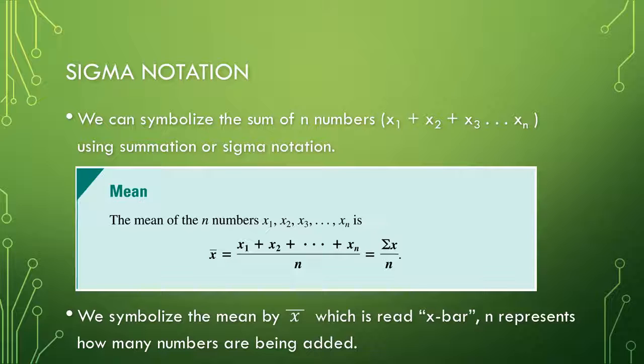The x with the line over it is the symbol for mean, and we read that x bar. And then you see where it says that it's equal to sigma x over n. That means the sum of all the x's, the sum of all the data values, over n. N represents how many numbers are being added together.